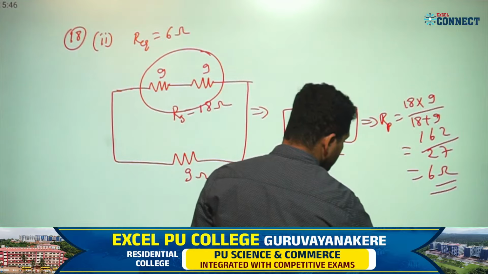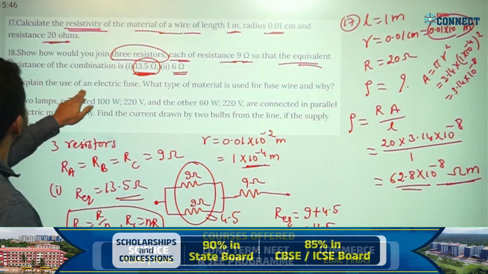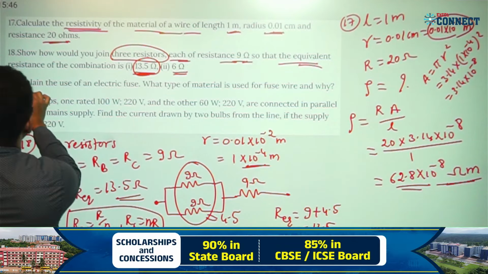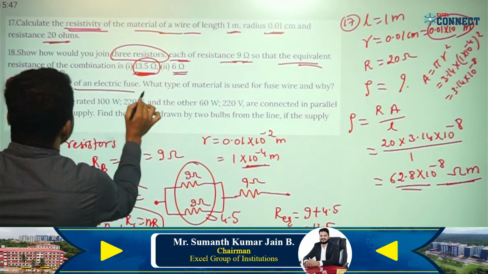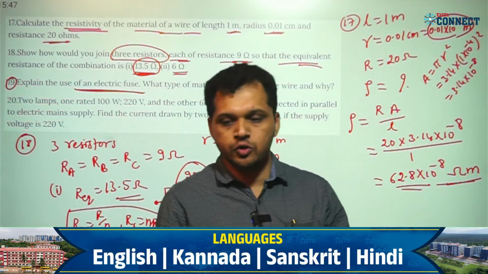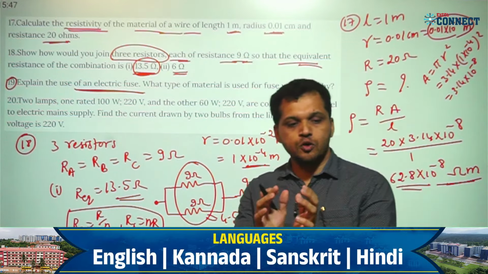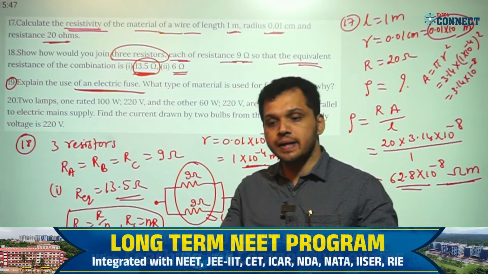Next I will go back to the previous question sheet. The next question is the 19th question: explain the use of an electric fuse. What is the use of a fuse? In all circuits, we have to use a fuse. A fuse is a circuit protecting device.